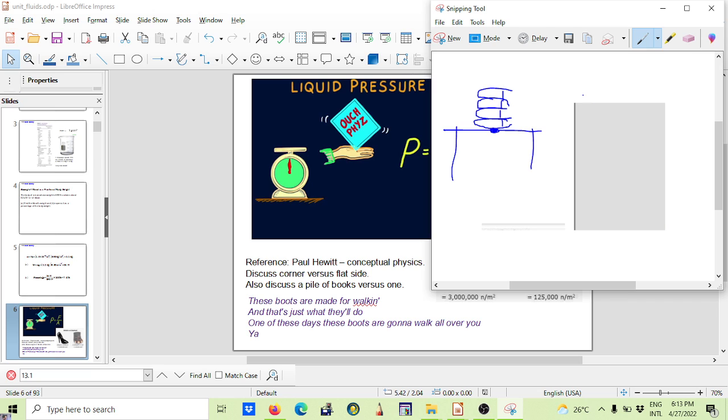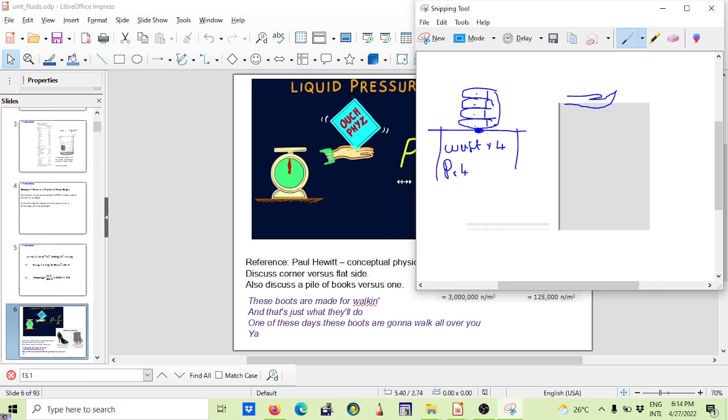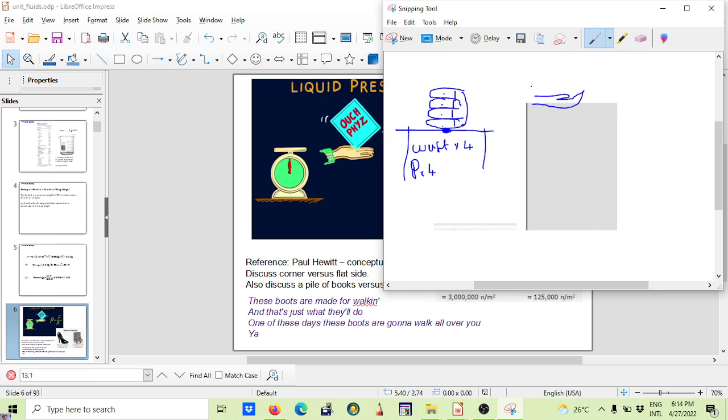Now, let's say you have your hand, just to give you an idea of what pressure is. The weight is going to increase, right? So for example, one book compared to 1, 2, 3, 4. Of course, the weight is going to be multiplied by 4. And if the surface area is the same, pressure is also multiplied by 4. You don't need to take any physics class. It just makes sense.